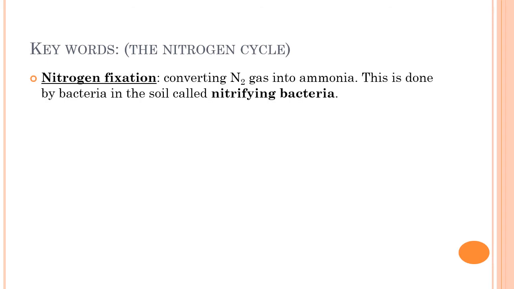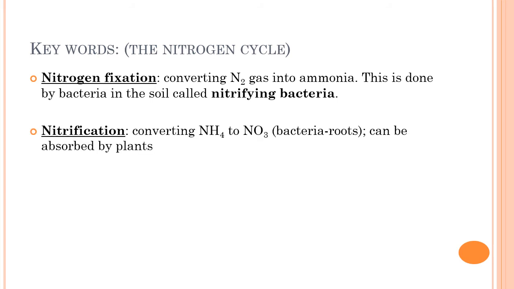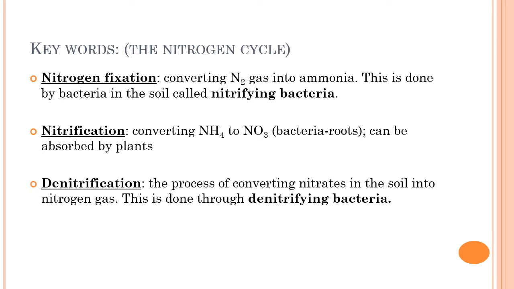Here are the key words for the nitrogen cycle. I talked about nitrogen fixation, so this is converting that gas into that ammonia, and it's done by this bacteria in the soil. We have nitrification, converting the ammonia into NO3, so it can actually be absorbed. And then denitrification is the opposite of nitrification, and it's converting it back into nitrogen gas. And so this is also done through denitrifying bacteria. So it's good to have a healthy soil that can actually do all of these things.